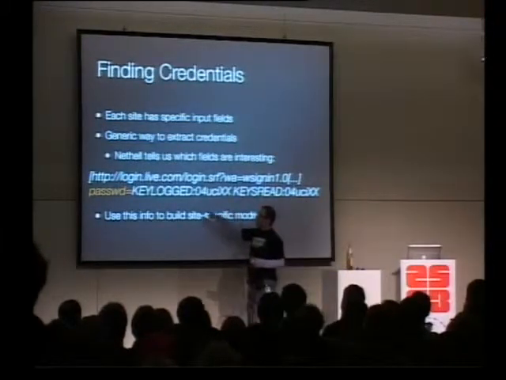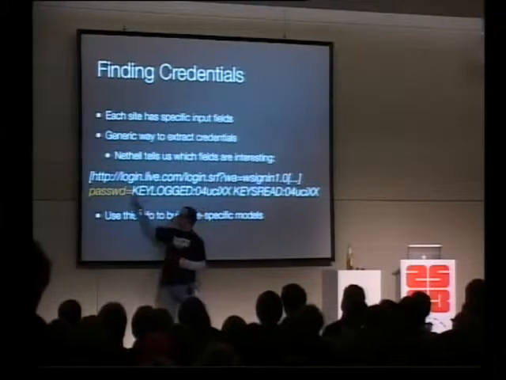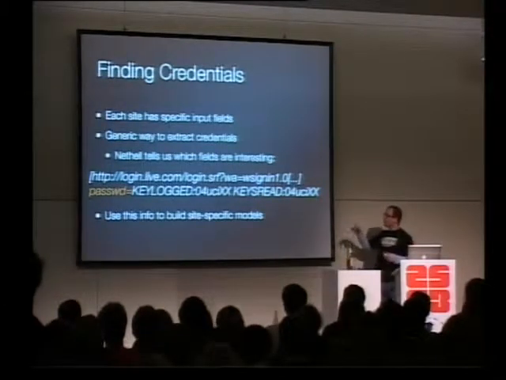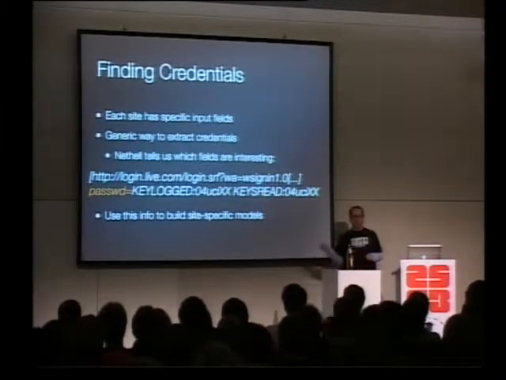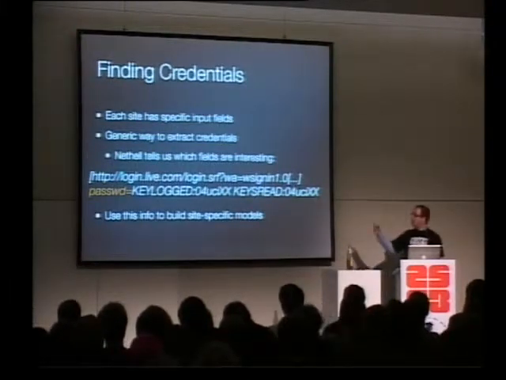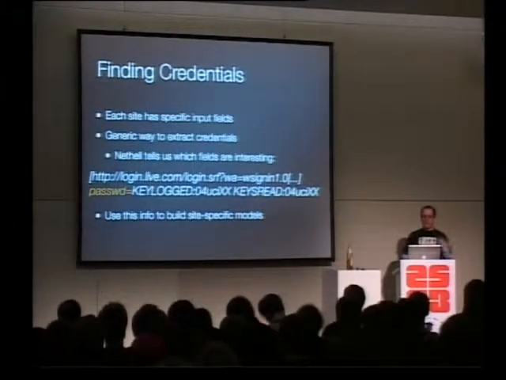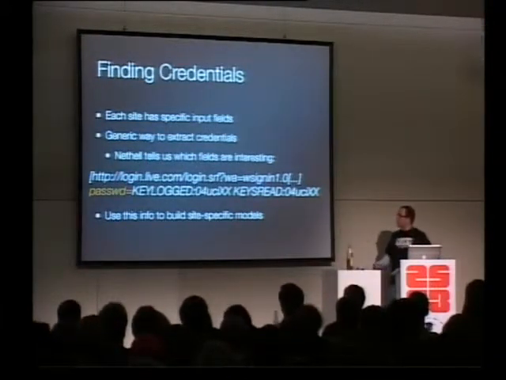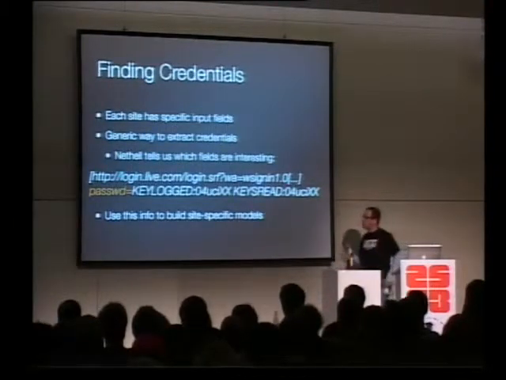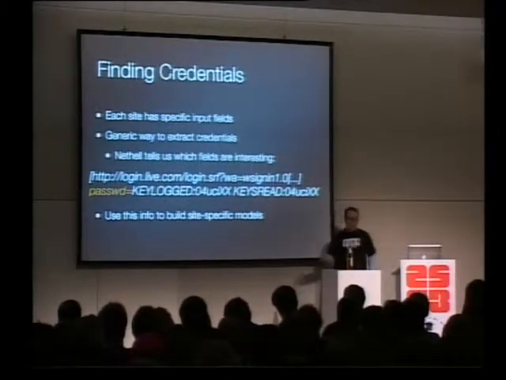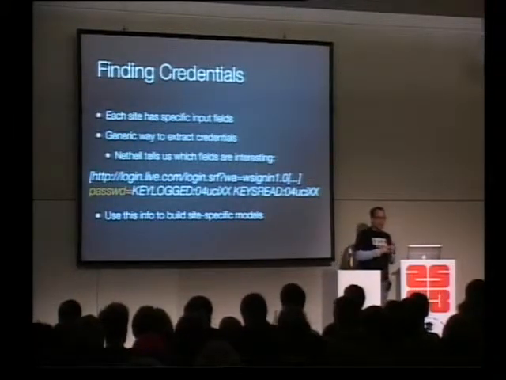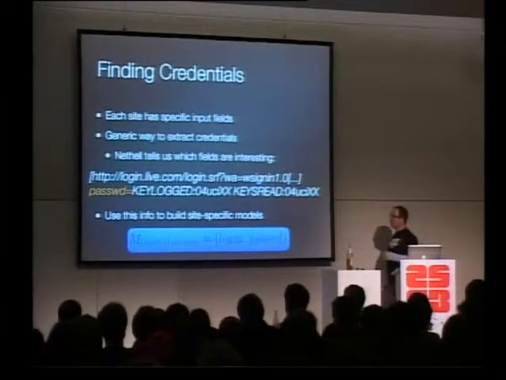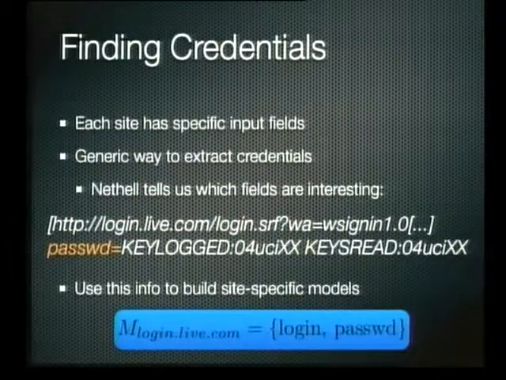And then if we search in this line, we see, okay, for login.live.com, password is the form field name that's interesting for us. So we just search for this keys read, keys locked, and then we find out, okay, for login.live.com, password is an interesting field since the keylogger observed this particular HTML form. And we use this kind of information in order to build site-specific models. So for the different websites, we build a model which tells us for a given URL which form fields are interesting.